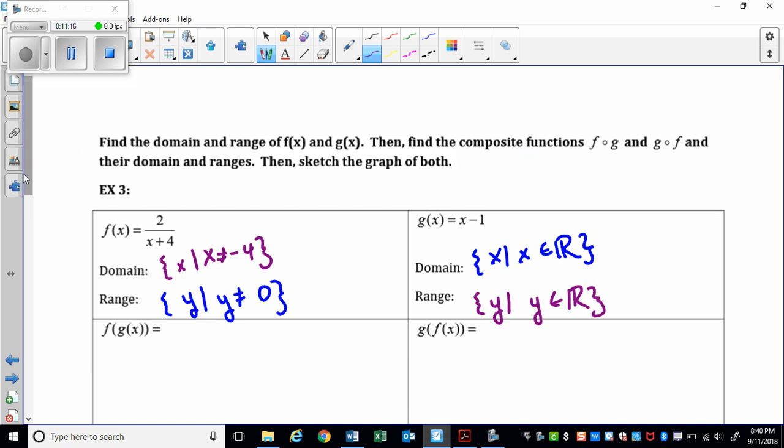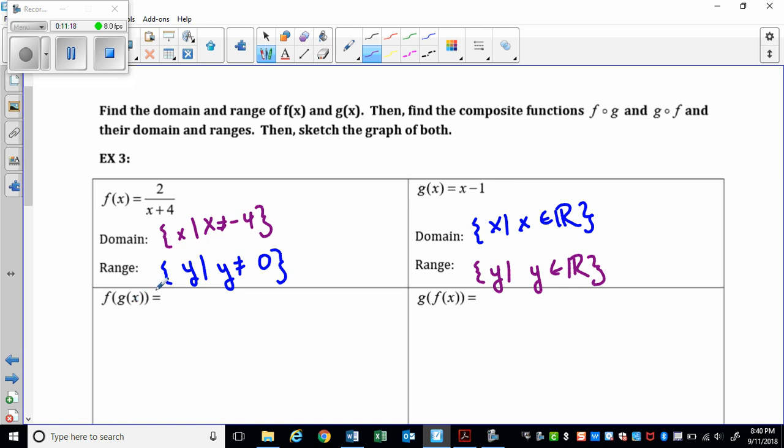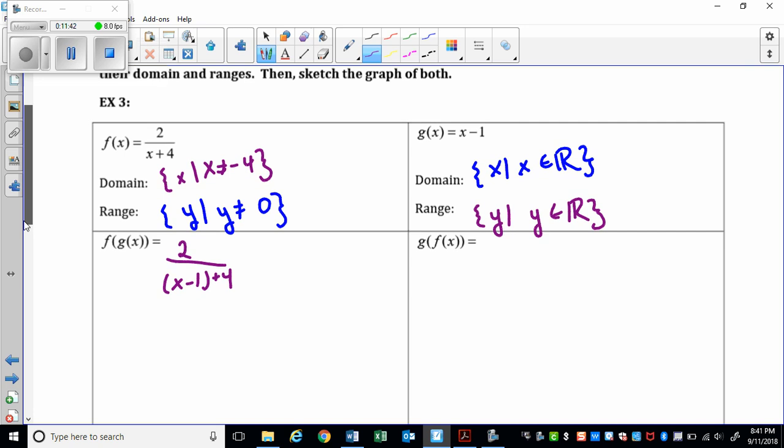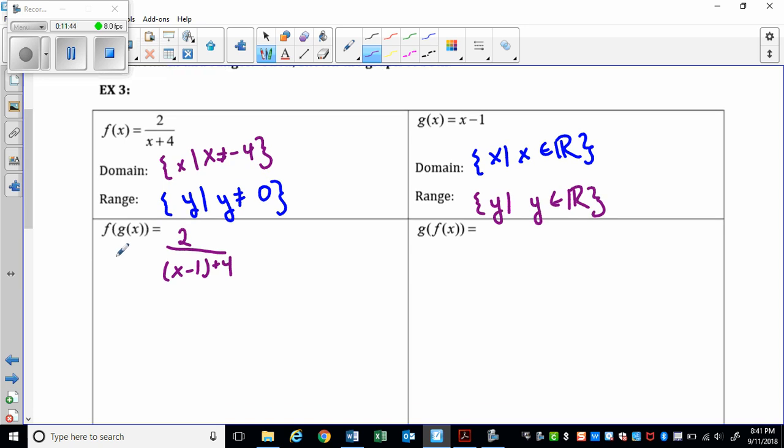Alrighty, I am going to find f of g of x, which is 2 divided by, instead of x, we're going to substitute in g of x, so that'll be x minus 1, and then plus 4. And that just gives you 2 over x plus 3.